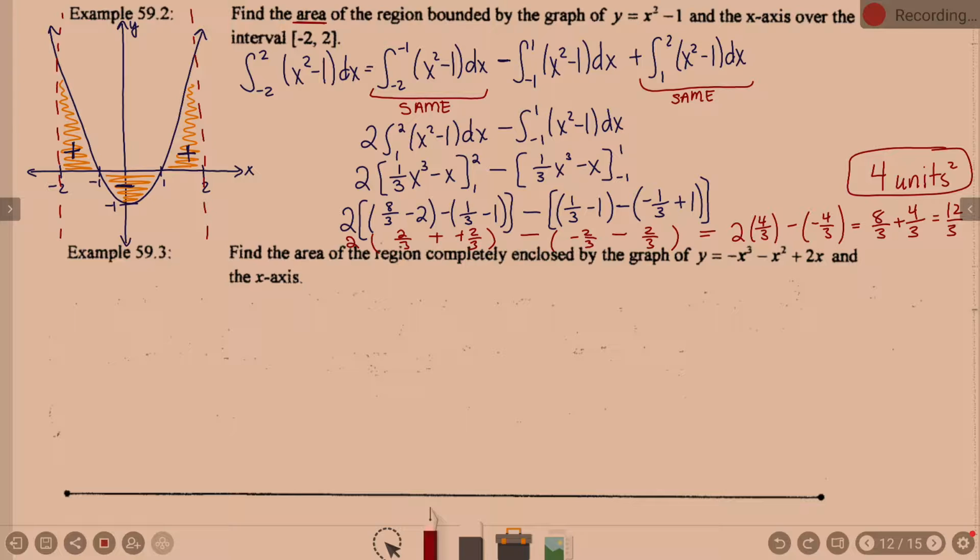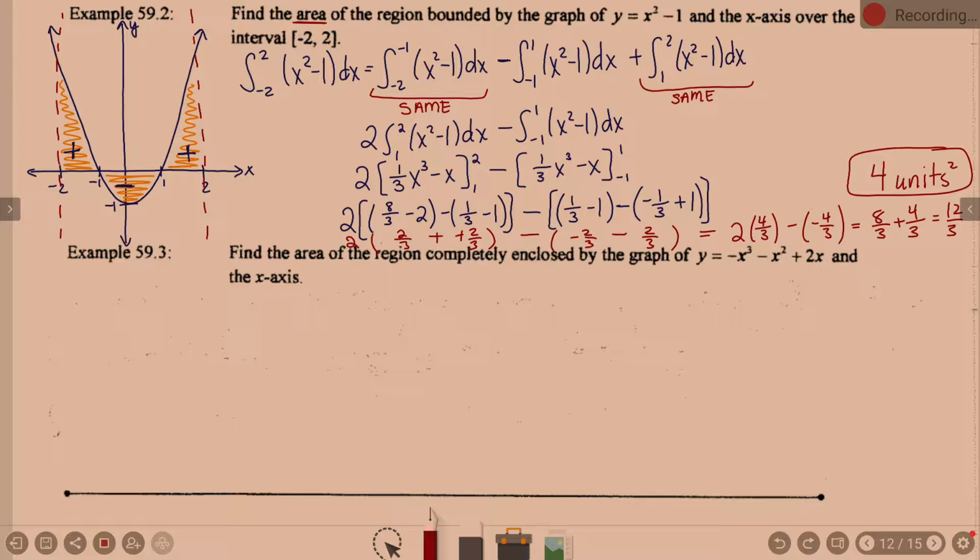Find the area of the region completely enclosed by the graph of y equals negative x cubed minus x squared plus 2x and the x-axis. Do you know what this graph looks like? It's a cube. It's cubed. It's negative, so it's reflected. Okay, it's negative. It's wonky, so it's got maximum. Okay. Wonky, so it has max and min.